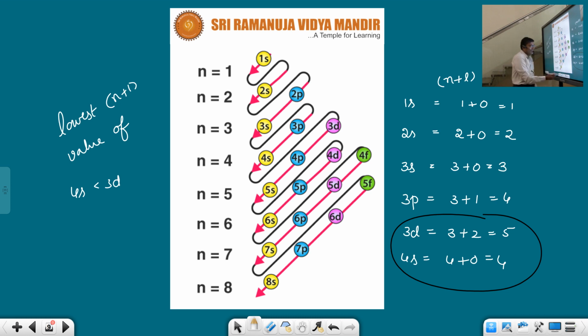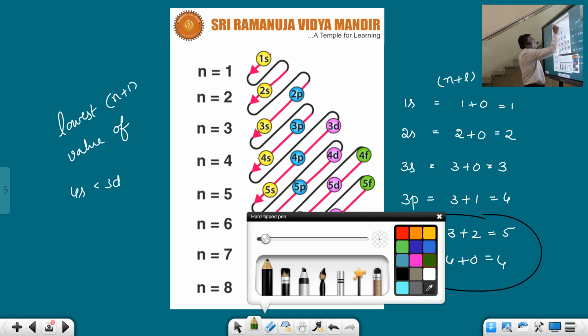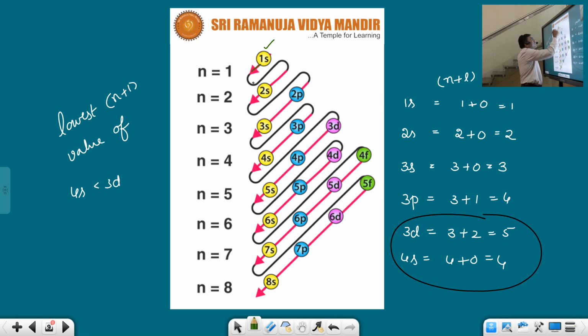Have a look at this. First 1s will be filled. After that, 2s will be filled. After that, 2p will be filled. Next 3s, next 3p, 4s. See, after 3p, what is filling? Not 3d, 4s. Why? Because it is having the lowest n plus L value. So after 3d, what is filling? 4p. After 4p, 5s will be filled. After 5s, 4d will be filled.